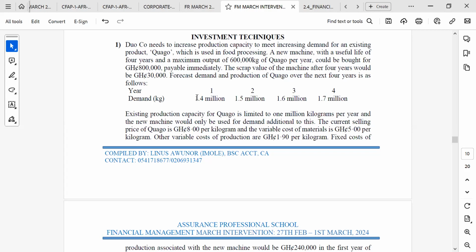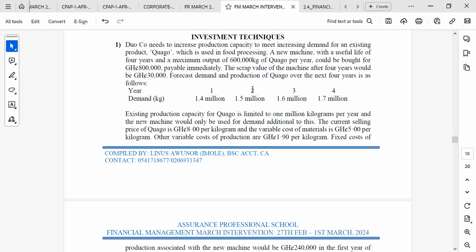But you have to know that we are only appraising the new project, isn't it? So we are going to be looking at the returns that a new project will be bringing. You will not be using all the 1.4 because the existing machine is producing 1 million. We want to know whether the new project is feasible. So we only be looking at the cash flows. So the first year, the machine will be producing 400,000 kilograms.